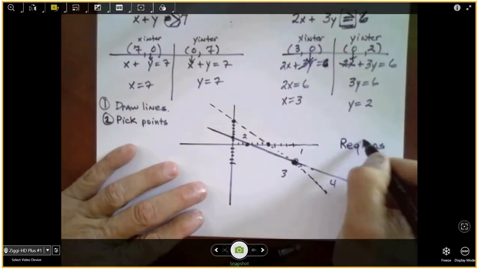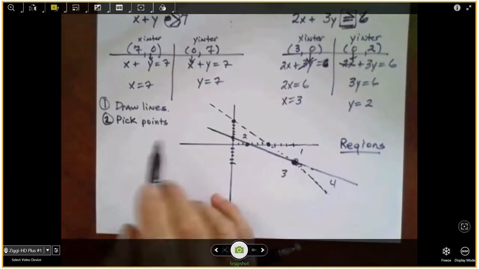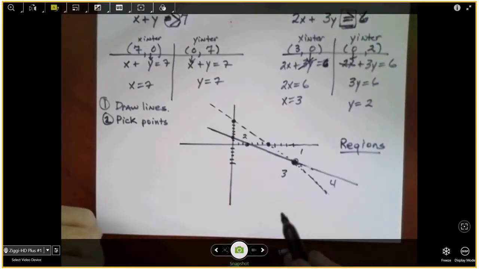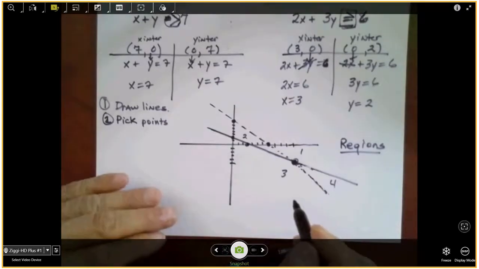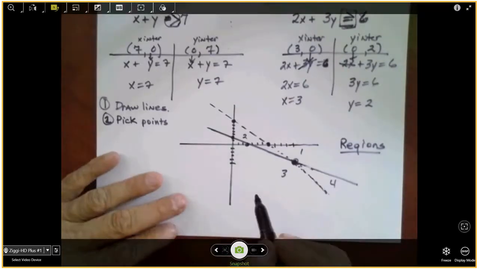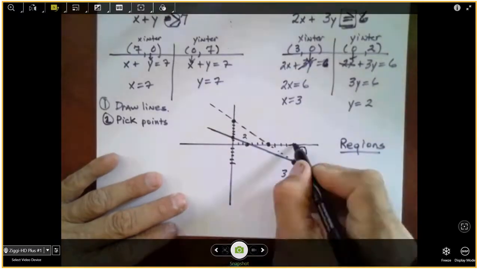Now it's your job to find the region that fits. How do you do that? Well, you pick points. You pick points that are easy to pick and are in these regions. So I'm going to start with this region, region 1. This point right here is in region 1.